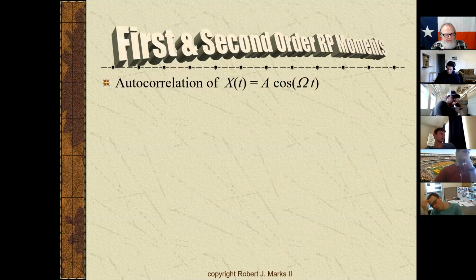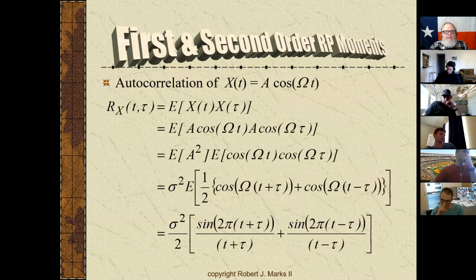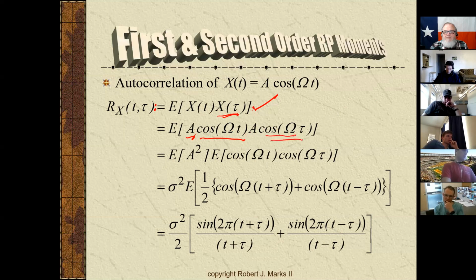Let's do the autocorrelation. This is a little bit more picky. Okay, let's first of all start with the definition of x of t and x of tau. This is the definition. In fact, we could put a little "is equal to by definition" notation here. And so what is x of t? That's a cosine omega t. What's x of tau? That's a times cosine omega tau.